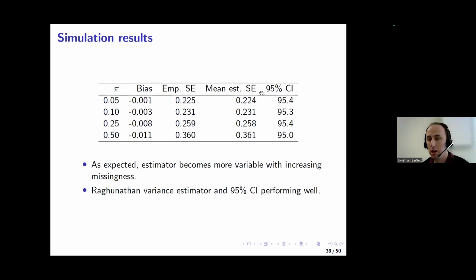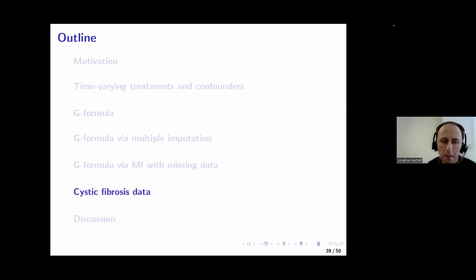So these are the simulation results and they showed that basically, again, this Raghunathan synthetic MI variance estimator works very nicely in terms of the average of it getting close to the empirical standard error of the estimates. And confidence intervals had really quite nice coverage. So it really seems to perform quite nicely so far in simulations.